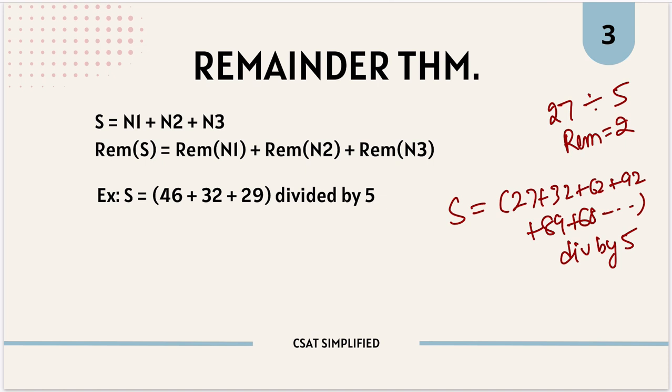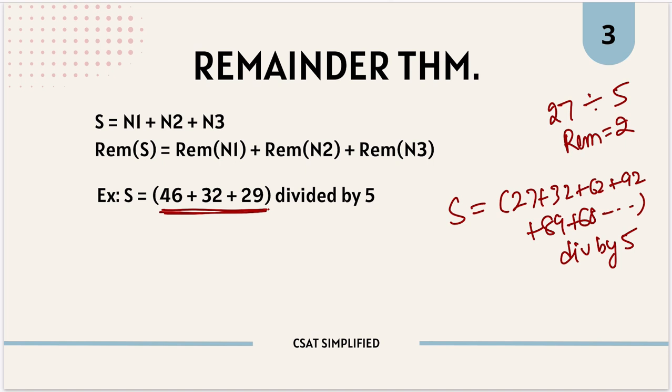Or in our example, suppose this is a number formed by adding three numbers: 46, 32 and 29. One thing you can do is add all these numbers, and you are going to get 100 and something. Then divide it by 5 and find the final remainder. That is a long method.